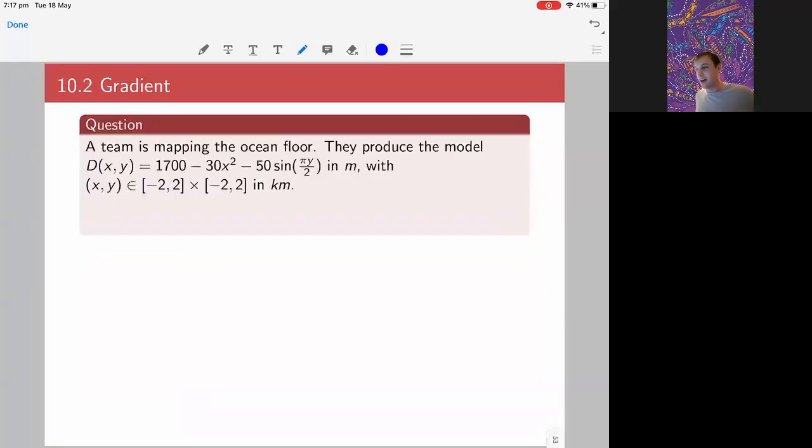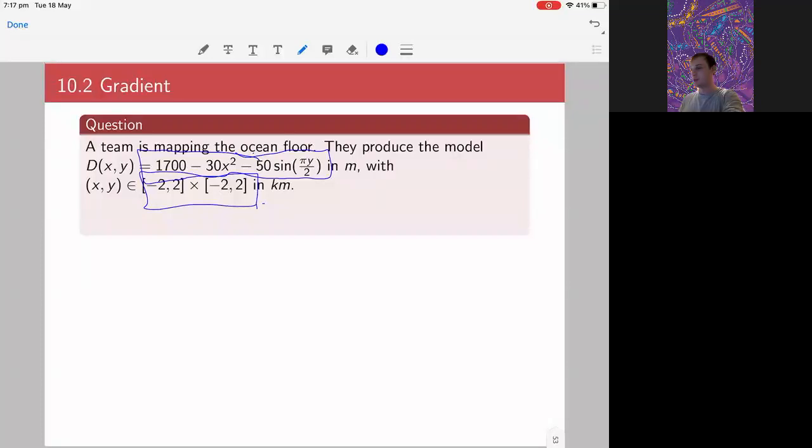All right, another good one. We've got a model for the altitude of the ocean floor. So we've got some square of the ocean floor that we're looking at. And a team decides to model the altitude of the ocean floor with this particular function here, 1700 minus 30x squared minus 50 times sine of pi y on 2.